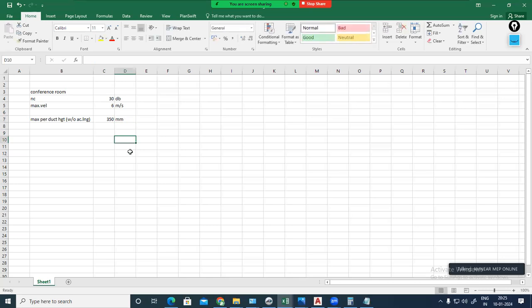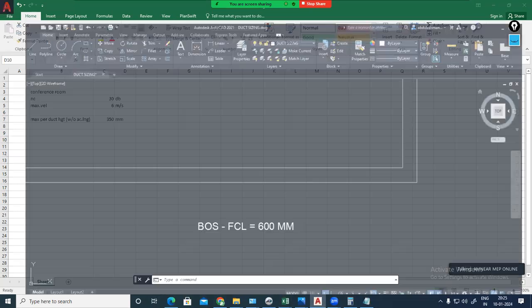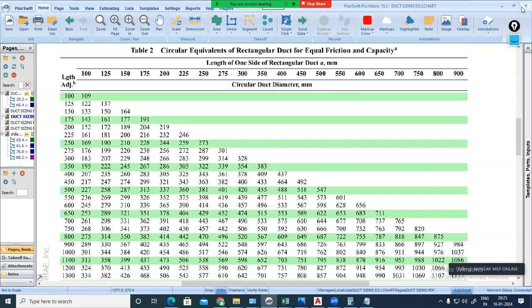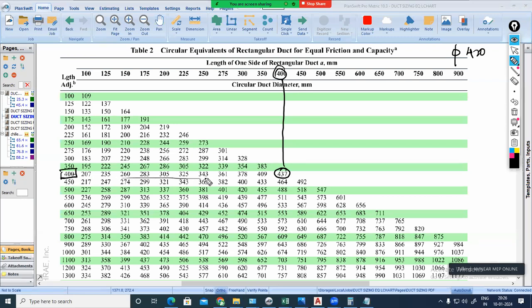Okay. Now, when we are sizing using the chart, what diameter did we get? Diameter we got is 420, so from the table we found 437. The duct dimension I got is 400. 400, correct. Means width is 400, height is 400. Is that possible? That is not possible, right?